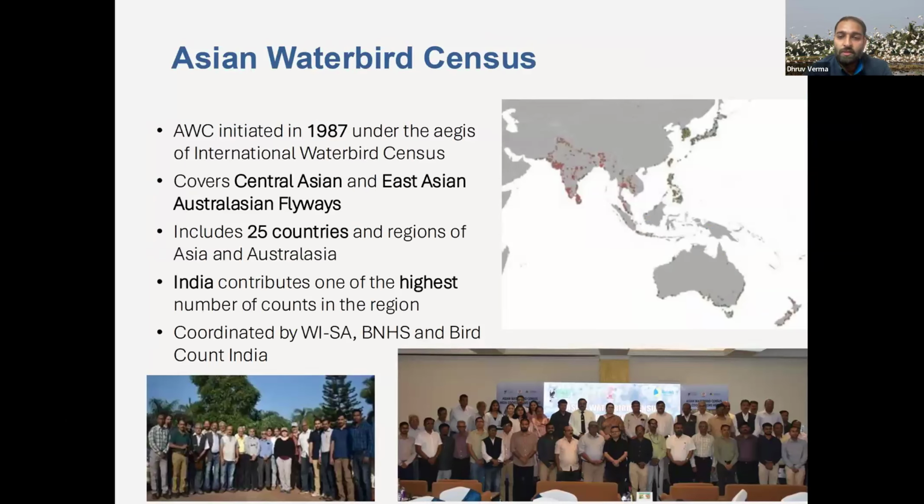Now, as I said, there are some regional chapters. Asian Waterbird Census is one of those chapters. After 20 years of the international one, the AWC started in the region. If you look at the map, it covers 2 major flyways, the Central Asian and the East Asian Australasian Flyway, which is more towards the eastern side of this map. It covers around 25 countries. This number may have improved slightly over the years.